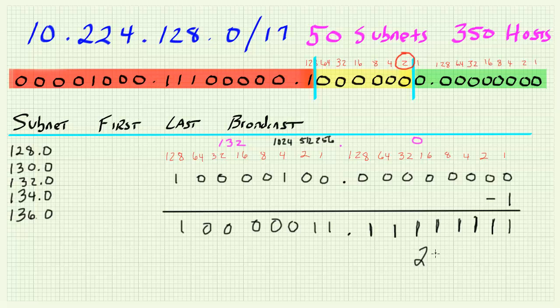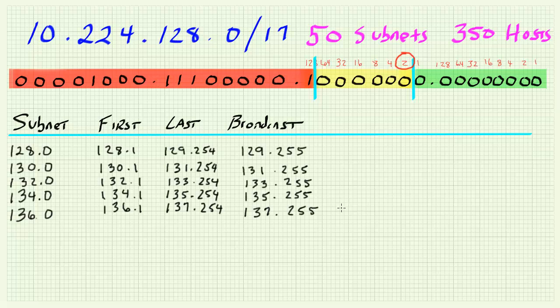That gives us 255. If we add all of those 1s from 128 all the way across, that adds up to 255. So we've got 128 plus 2, that gives us 130, plus 1, that gives us 131.255. So the broadcast for the 130.0 subnet is going to be 131.255.